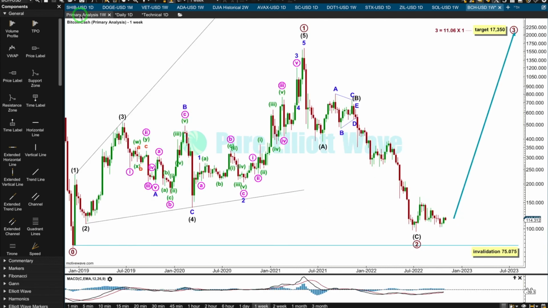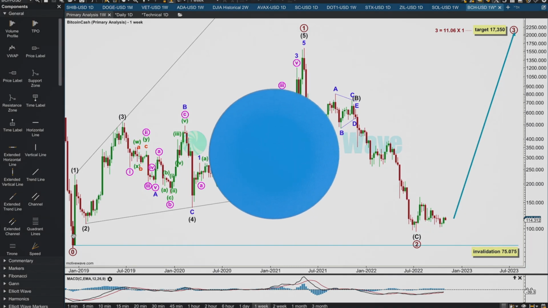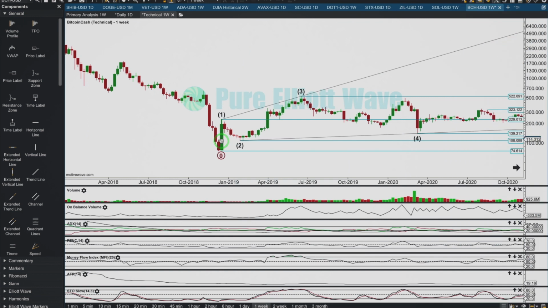So this is going to be my conclusion. My target is for primary 3 to reach 11.06, the length of primary 1, that's an extreme Fibonacci ratio, at 17,350. I'm going to look at the technicals of this low and compare and contrast to this low. So this low down here, this is the December 2018 low. There's a huge bullish engulfing candlestick pattern off that low.